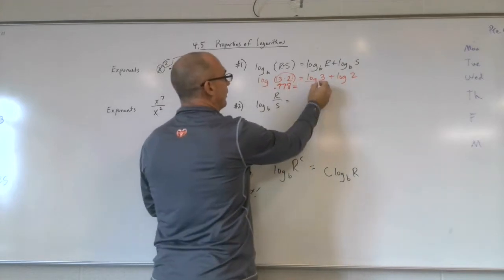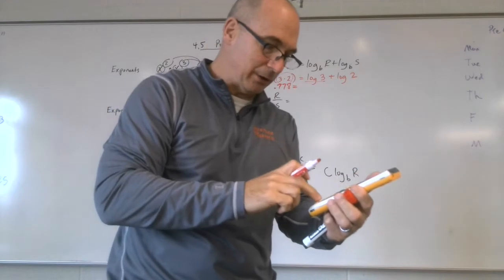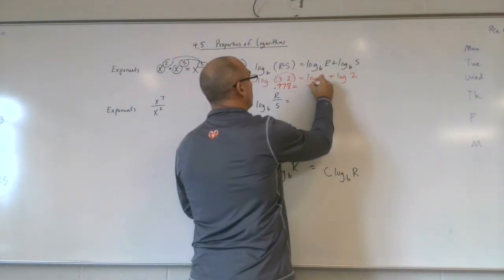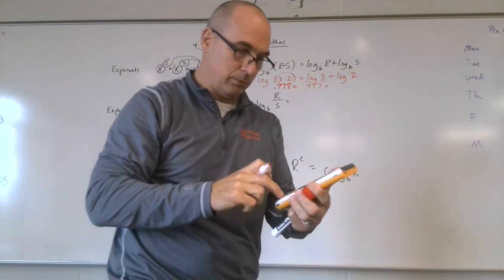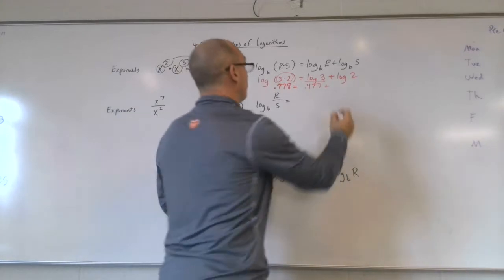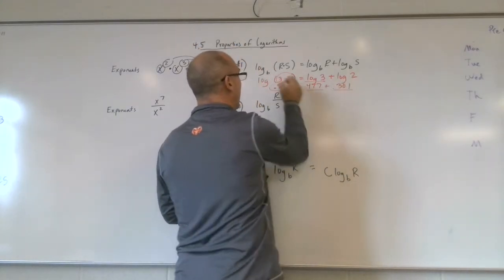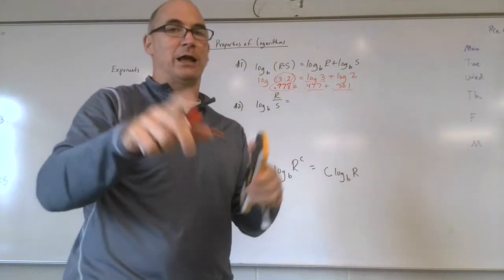By the way, do you notice there's something missing down here? That means there's a 10. And my calculator knows that. 0.477 plus, what's log of 2? 0.301. What do you suppose this plus this equals? That. So I'm just kind of showing you what's going on.